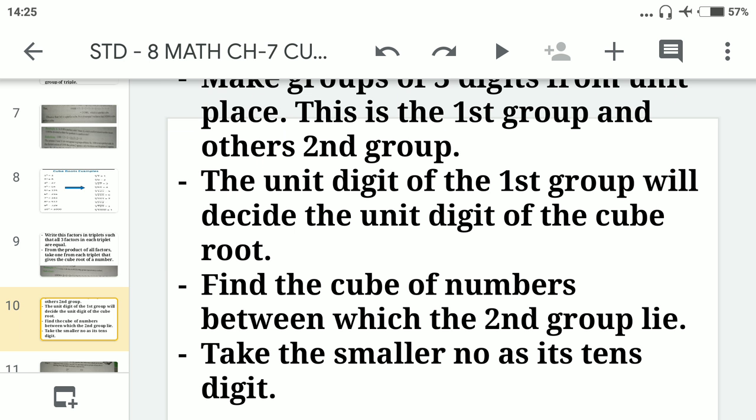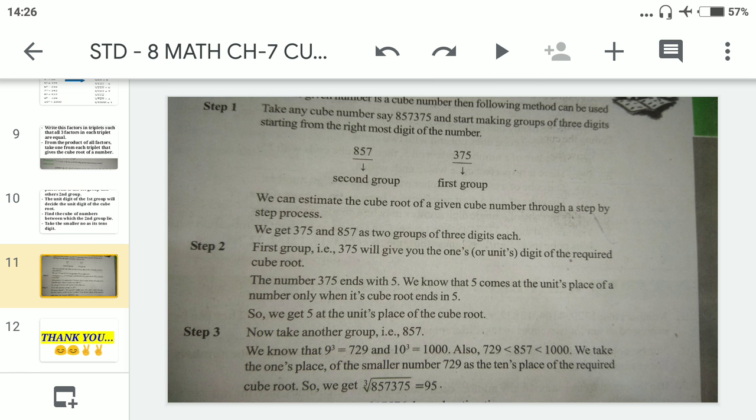What does that mean? You already know that if you know the unit digit of a number, then we can find the unit digit of its cube, and likewise of a cube root. So here also you have to estimate that way. Then find the cubes between which the second group lies. Whatever is left, you have to find the two perfect cubes between which this number lies and take the smaller number only. Okay.